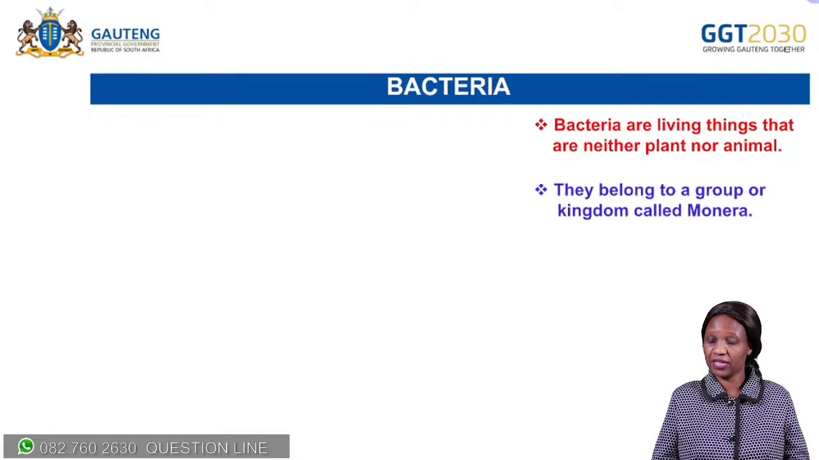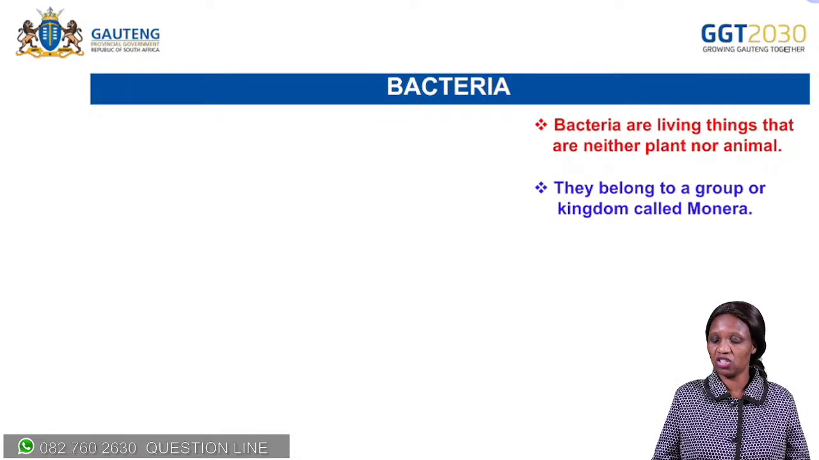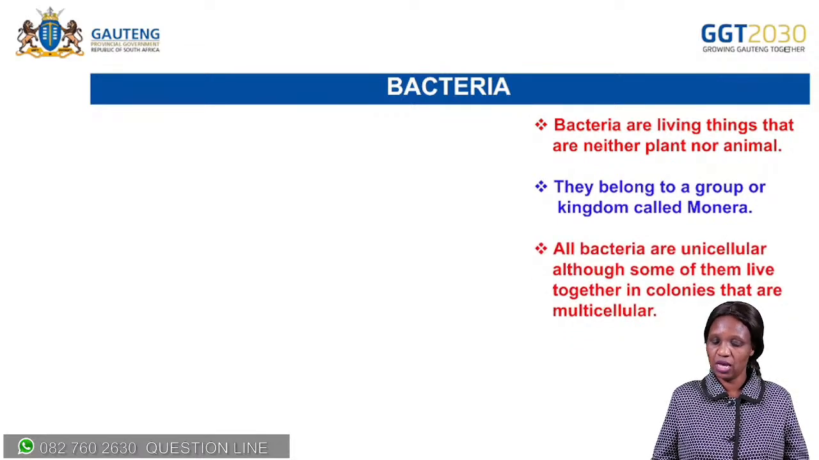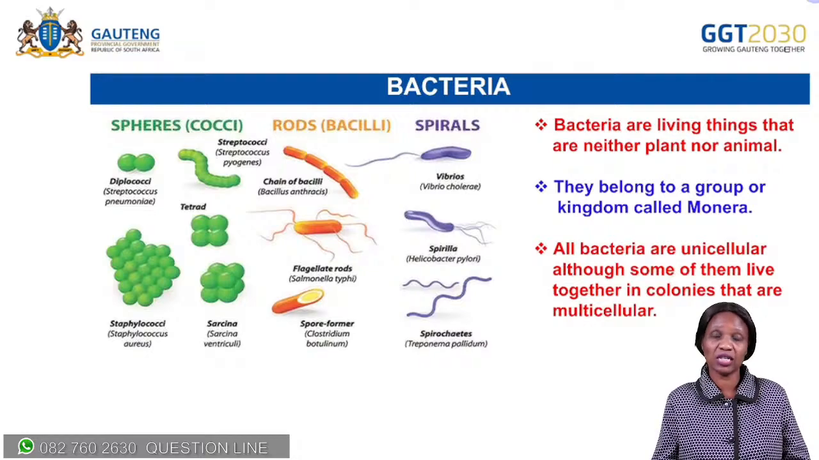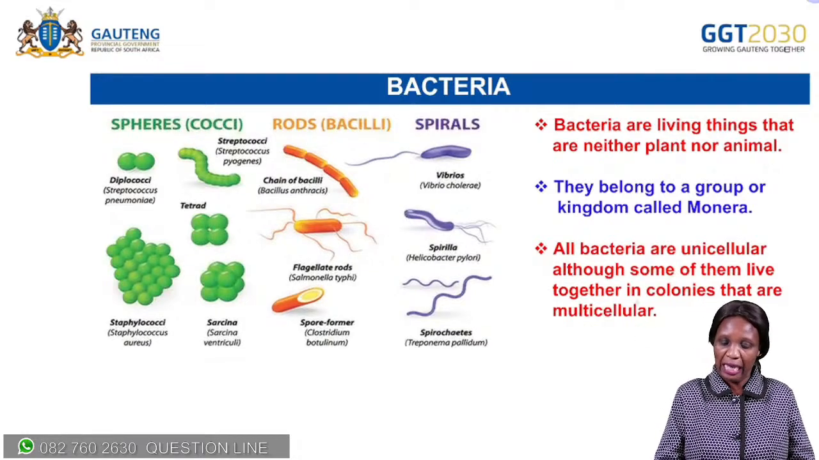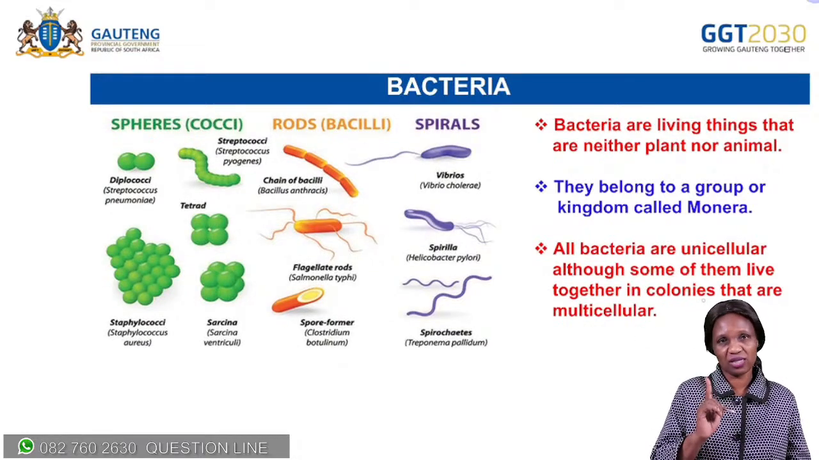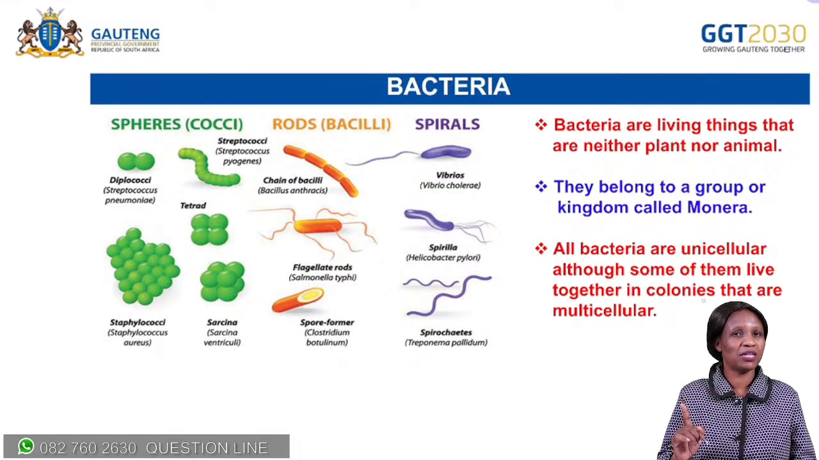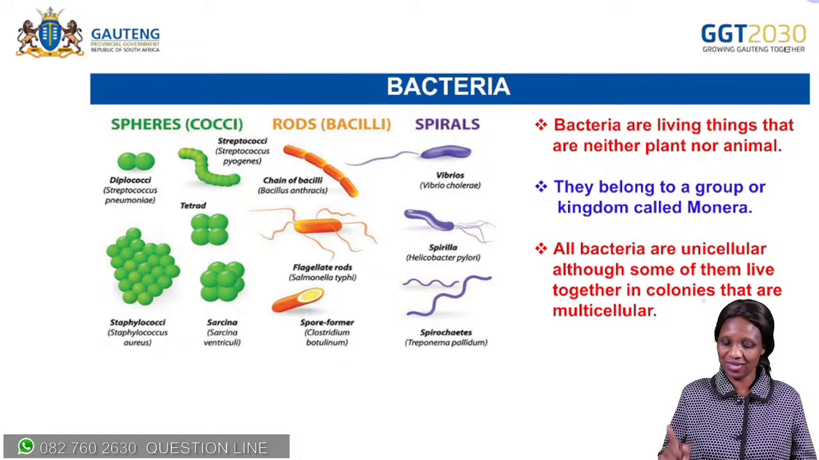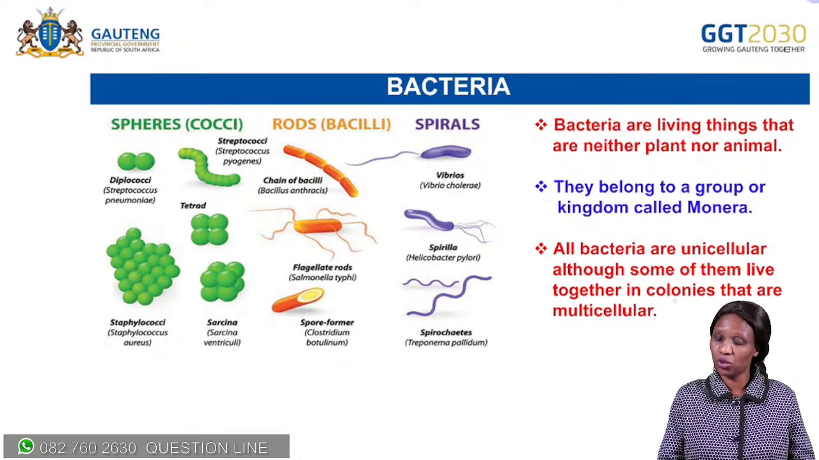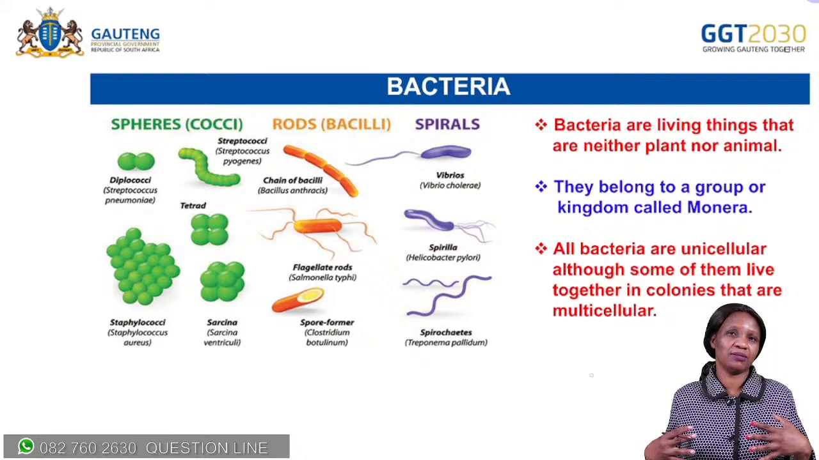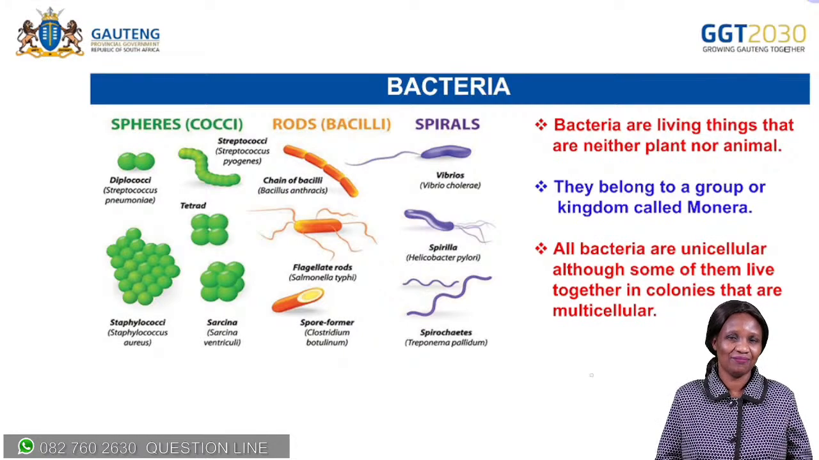And then let's look at bacteria. Remember, we said bacteria are living things that are neither plants nor animals. They belong to a group or kingdom called Monera. And all bacteria are unicellular. What does it mean? Therefore, all bacteria have got one cell, although some of them live together in colonies that are multicellular. Do you understand that? Good.